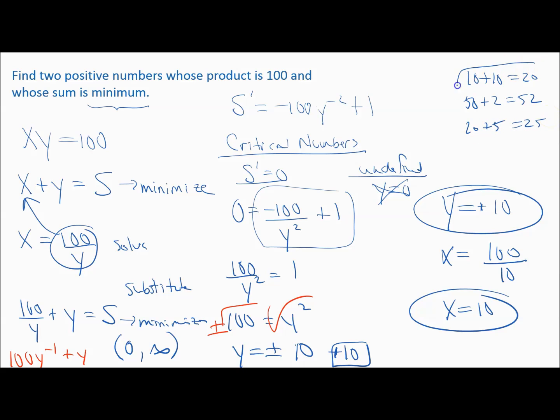So you could see where 10 and 10 are going to be the numbers that multiply to be 100 and also sum to be the smallest it can be. Okay? So that's our result. We found the two numbers. Now let's try something just a little step up from that.